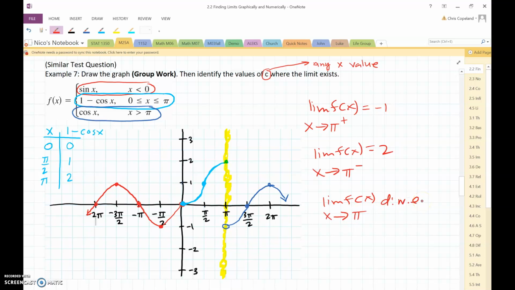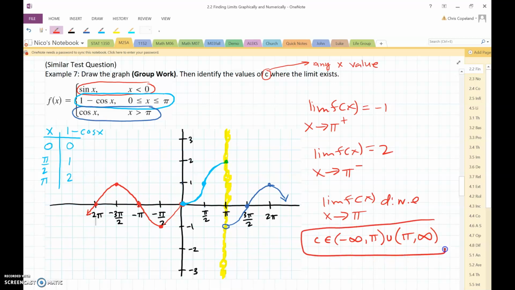Okay? So the c or the x values where the limit does exist, we would say c is any number except pi. So it looks something like that. Okay.